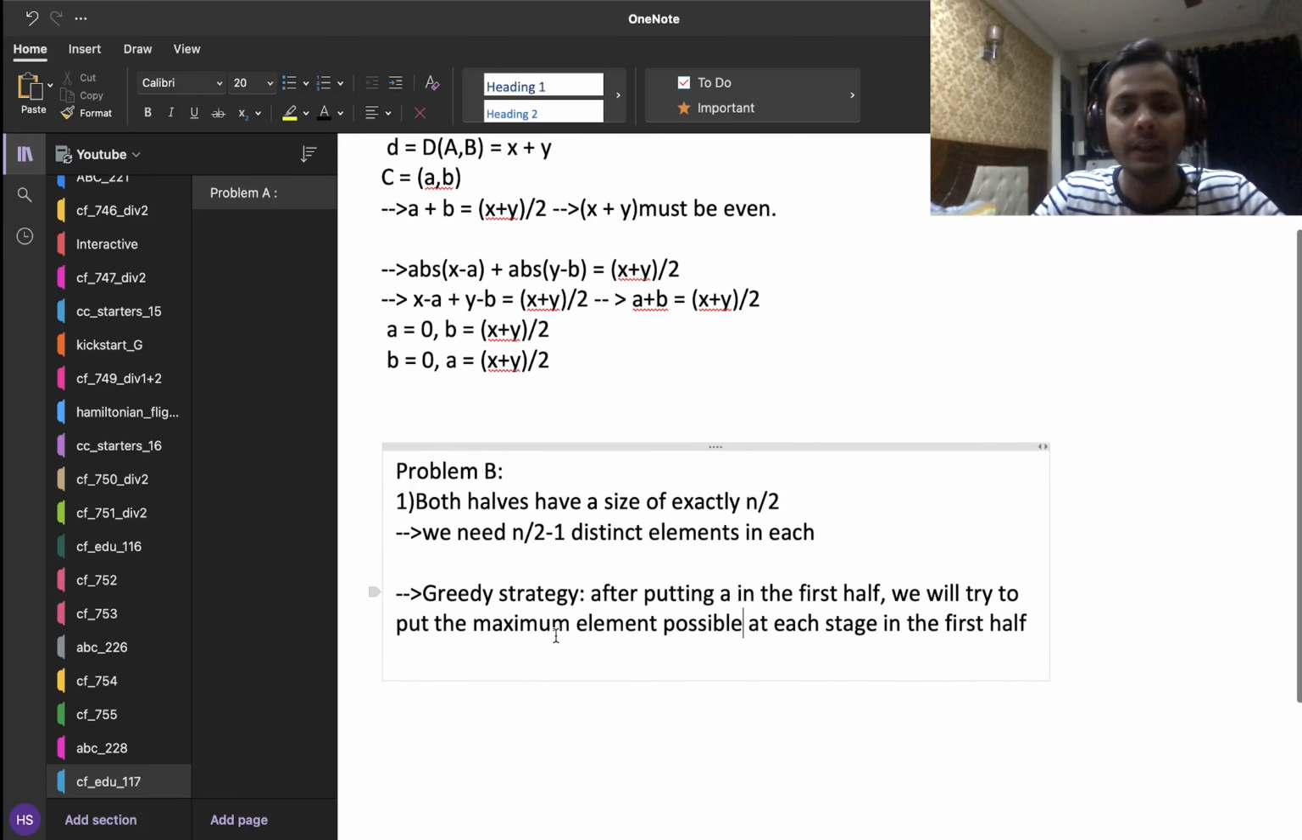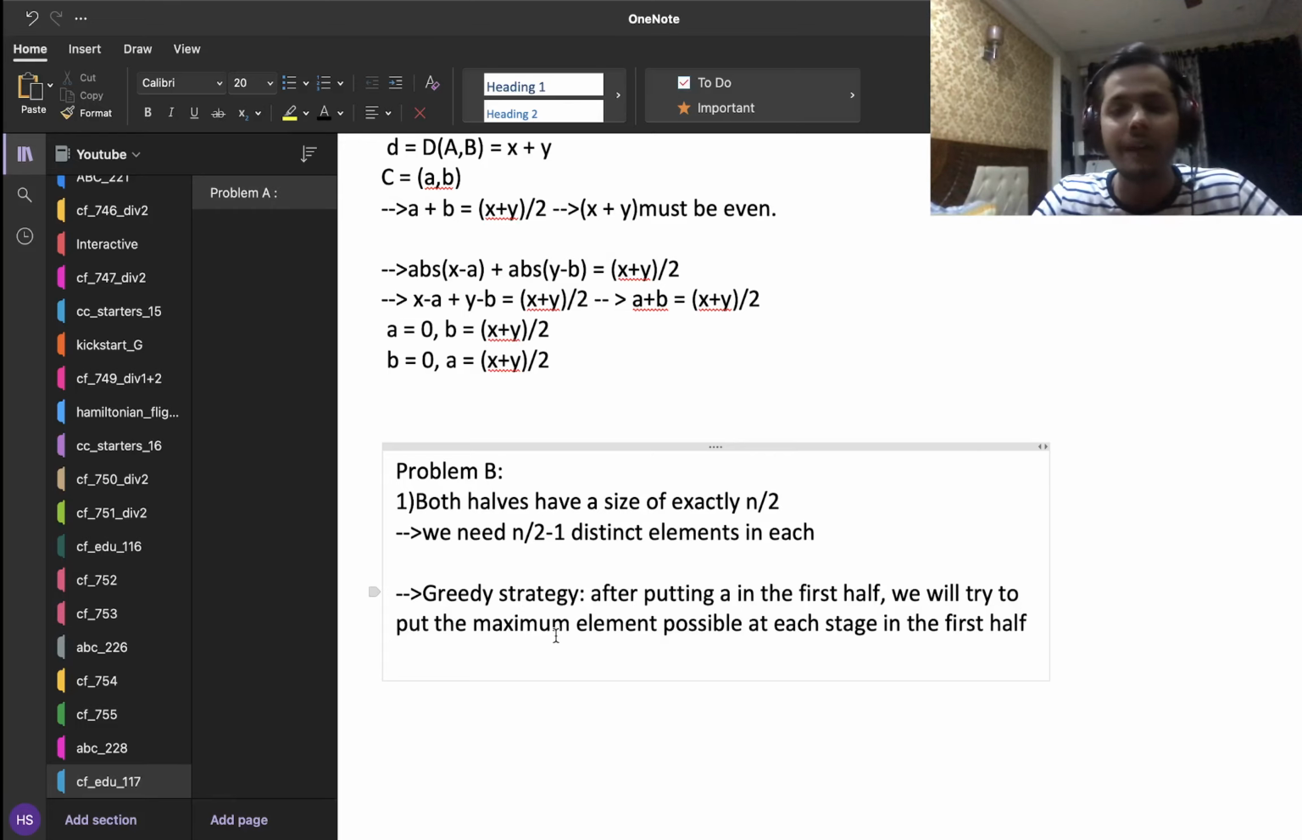And accordingly, in the second half, after we have put b, we will try to put the minimum element possible at each step. The reason this greedy strategy will work is that we want the minimum element in the first half to be a, and the maximum element in the second half to be b. Now, let's say we are in the first half and we know that we want b to be the maximum element in the second half. So it won't hurt if we take large elements in the first half, because that will only help us in making b the maximum element in the second half.